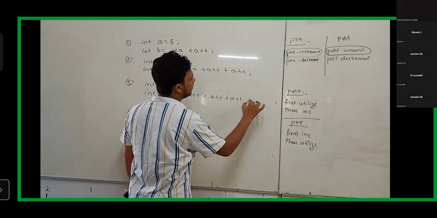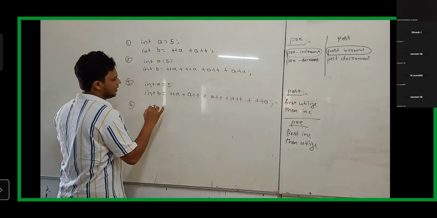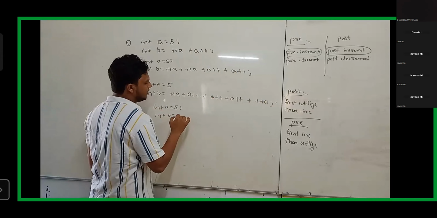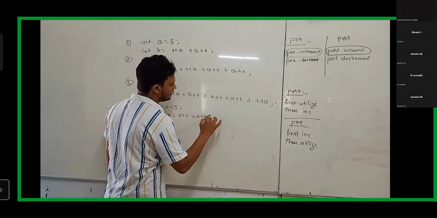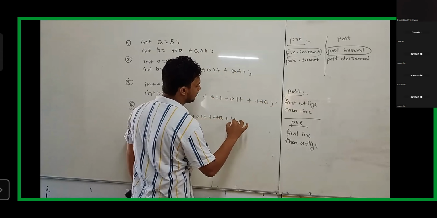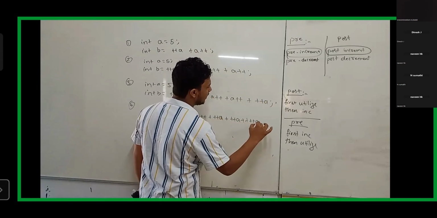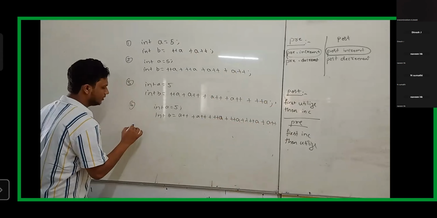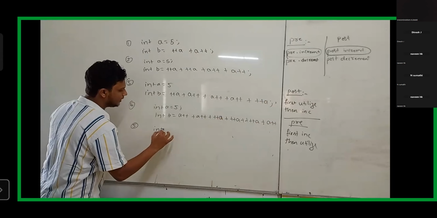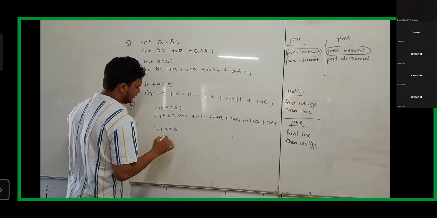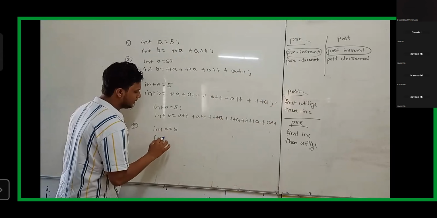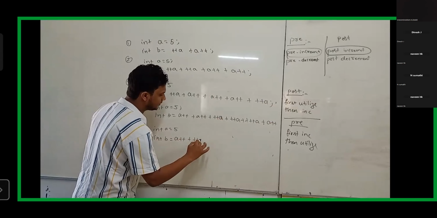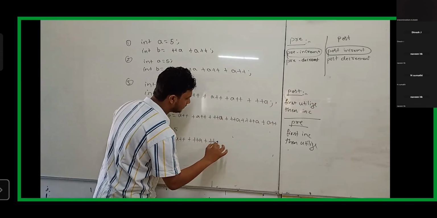Next is int a is equal to 5, and int b is equal to another long combination of a++ and ++a terms. Last one more: int a is equal to 5, and int b is equal to another combination of ++a and a++ terms.